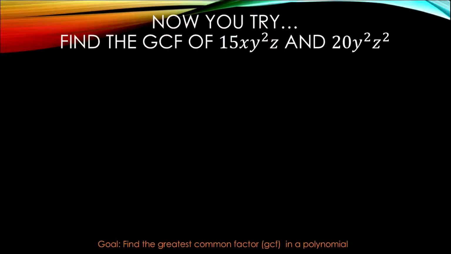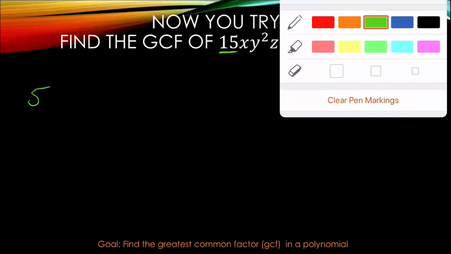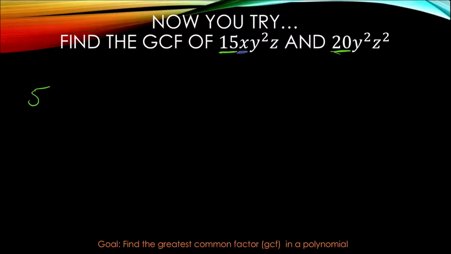Okay, let's do another example. If I have 15xy squared z and 20y squared z squared, what would be the biggest number I could take out of both? I'm going to start with 15 and 20. Well, I can take 5 out of both of those, right? Is there anything bigger? If I divide 15 by 5, that's 3. 20 by 5, that's 4. That one works.